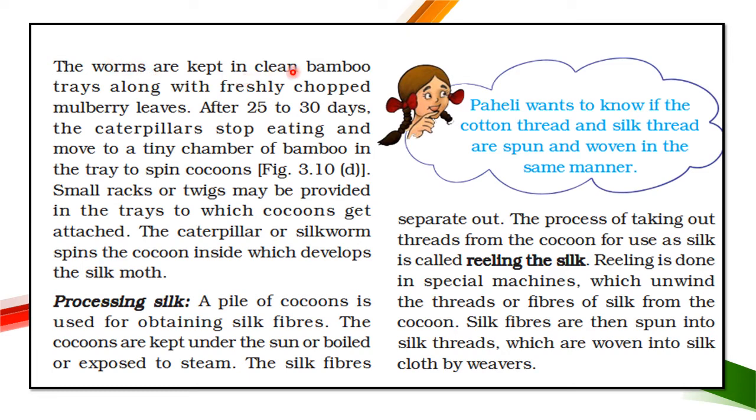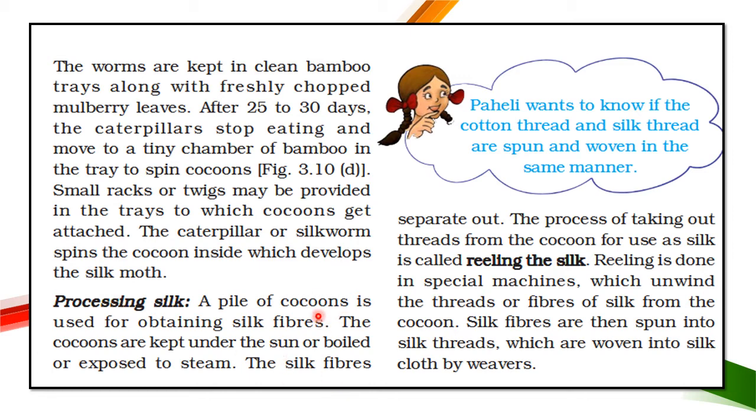The worms are kept in clean bamboo trays along with freshly chopped mulberry leaves. After 25 to 30 days, the caterpillars stop eating and move to a tiny chamber of bamboo in the tray to spin cocoon. Figure 3.10. Small racks or string may be provided in the tray to which cocoons get attached. The caterpillar or silkworm spins the cocoon inside, which develops the silk fiber. Processing silk.